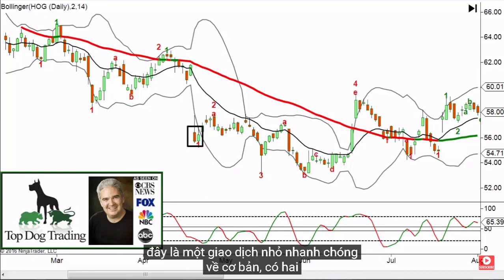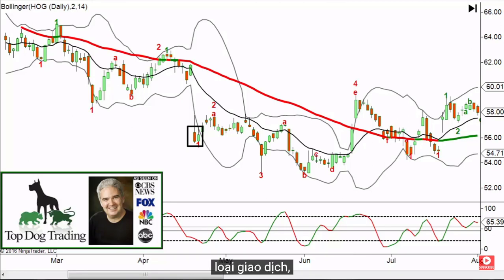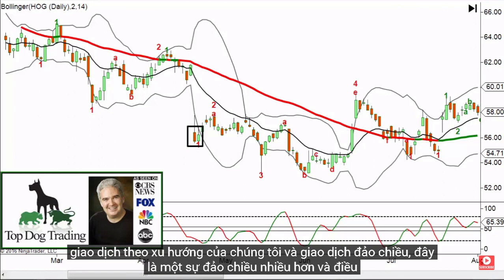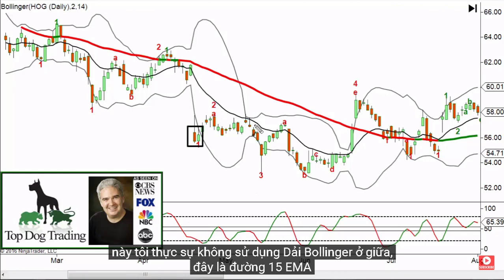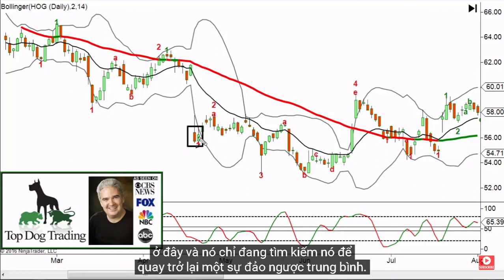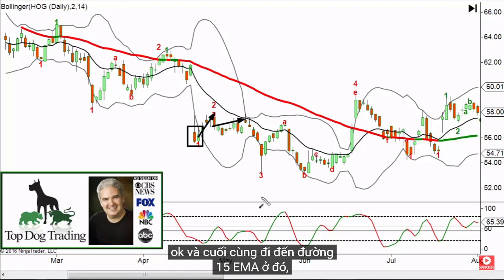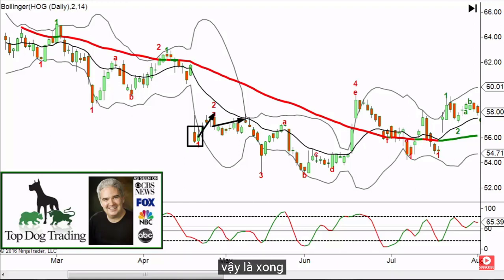Now, this is not a trend trade. This is a quick little scalp trade. There's basically 2 types of categories of trades. I guess you could say there's more categories, but 2 of the most popular are trend trading and reversion trading. This is more of a reversion, and I don't really use the middle Bollinger Band. This is the 15 EMA up here, and it's just looking for it to revert back to a mean, reversion to the mean type of thing. Okay, and eventually it does, gets over to the 15 EMA over there. So that's it. But that's so simple.